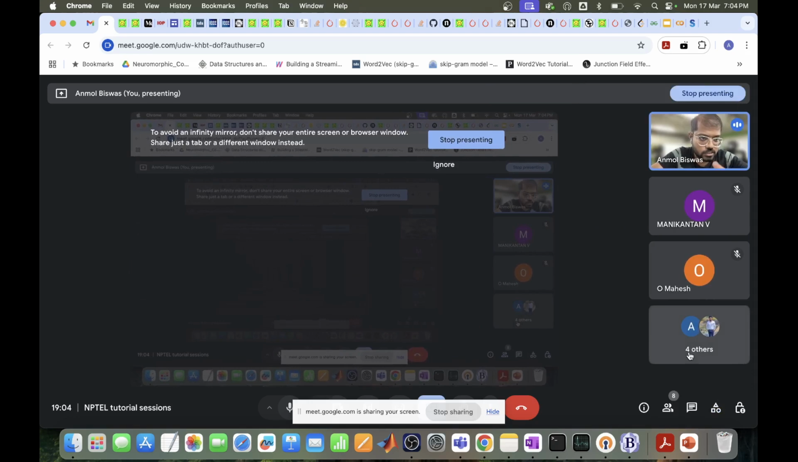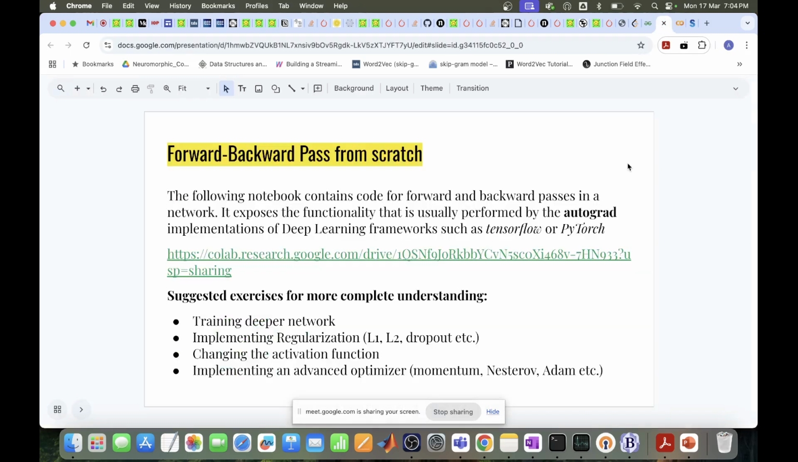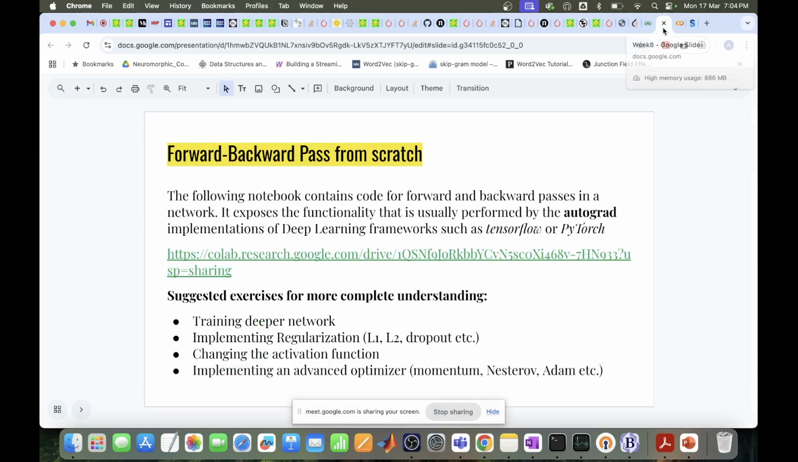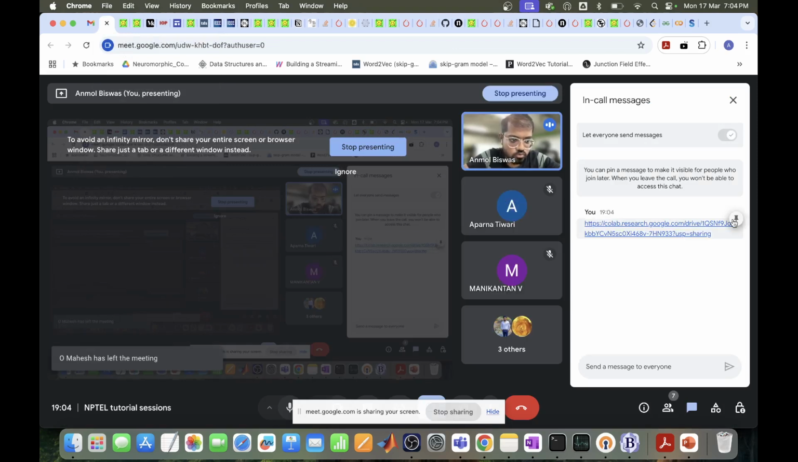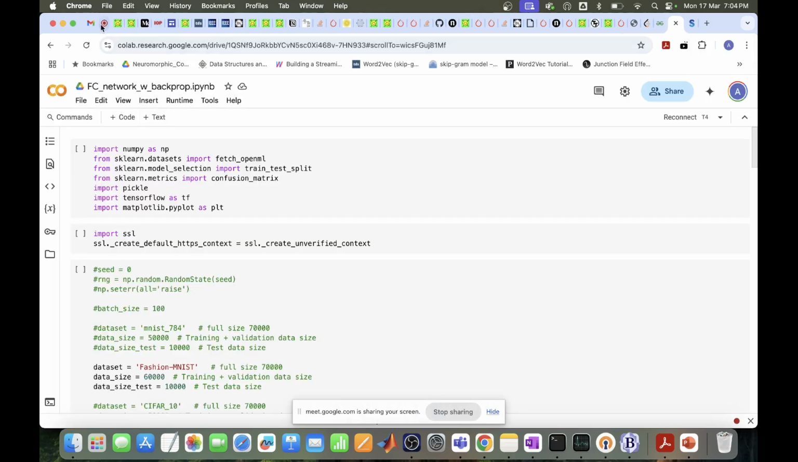And then I have a list of activities. The notebook is obviously shared, so you can get it. So here is the notebook, and there are suggested exercises in the PPT that you can try, right? So let's go to the notebook.